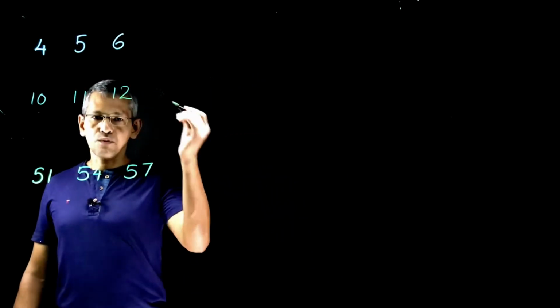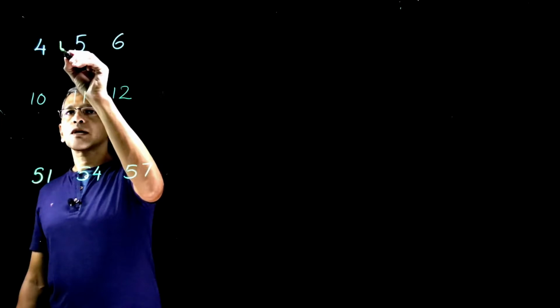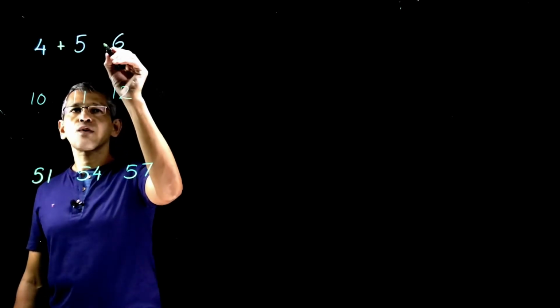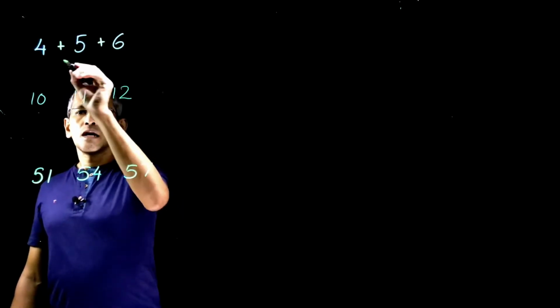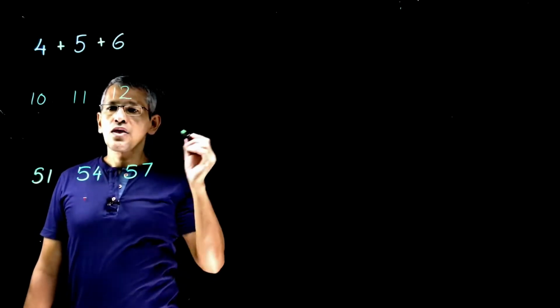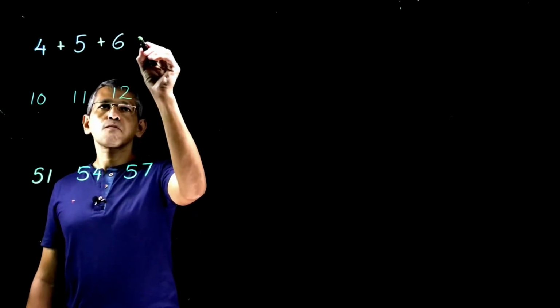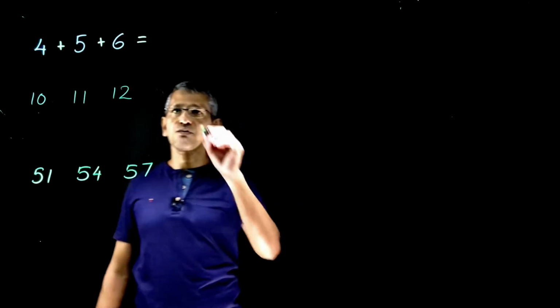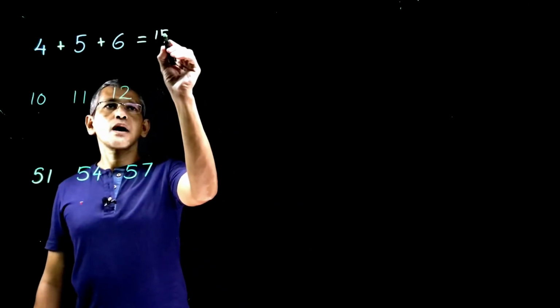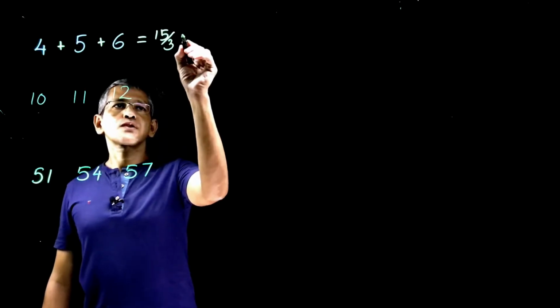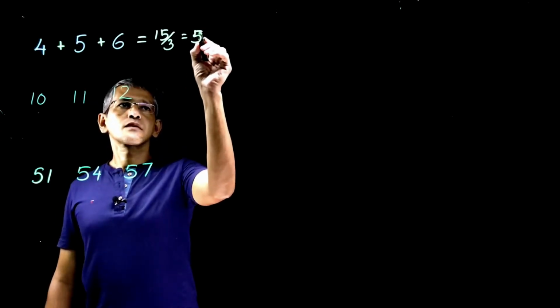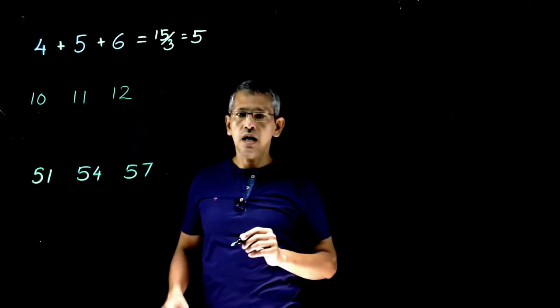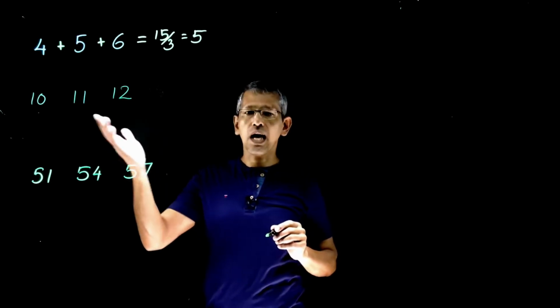Usually we take the average: 4 plus 5 plus 6 divided by 3, right? Three numbers are here. So 4 plus 5 plus 6 is what? 4 plus 5 is 9, 9 plus 6 is 15. So 15 by 3, the average is what? 5. That is a pretty simple number. Simple numbers, right? For calculation.